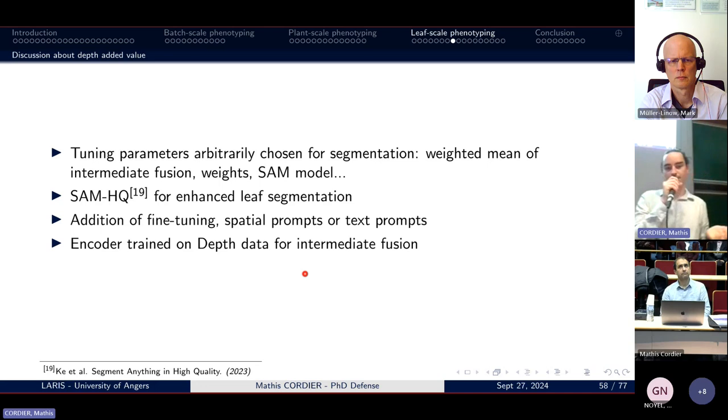And it promotes an enhanced instance segmentation. So we can expect here an enhanced leaf segmentation. We can also expect better results by adding some fine tuning, spatial prompts or text prompts. And finally, we can say also that with intermediate fusion, we used an encoder trained on color images for depth images. So we can expect better results by having a specifically trained encoder on depth data.